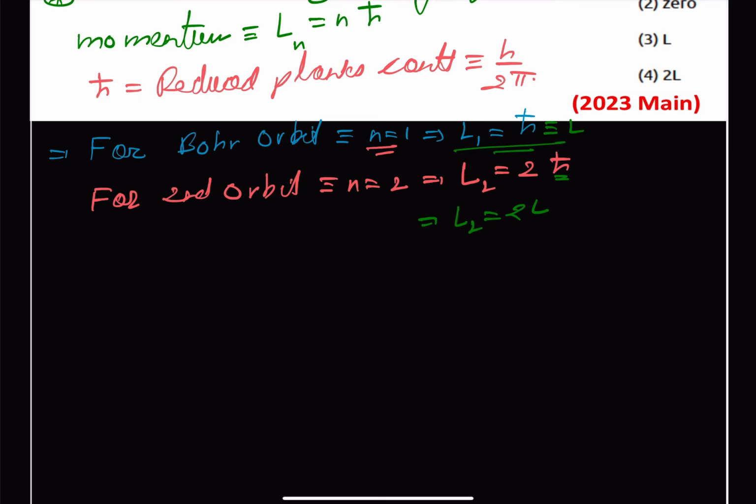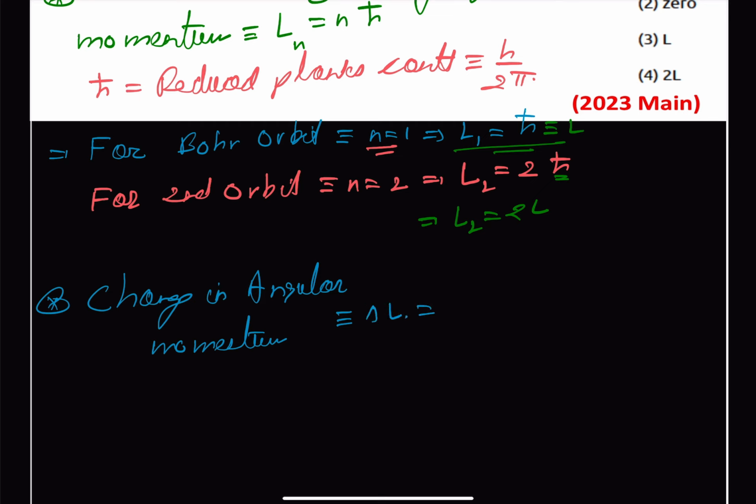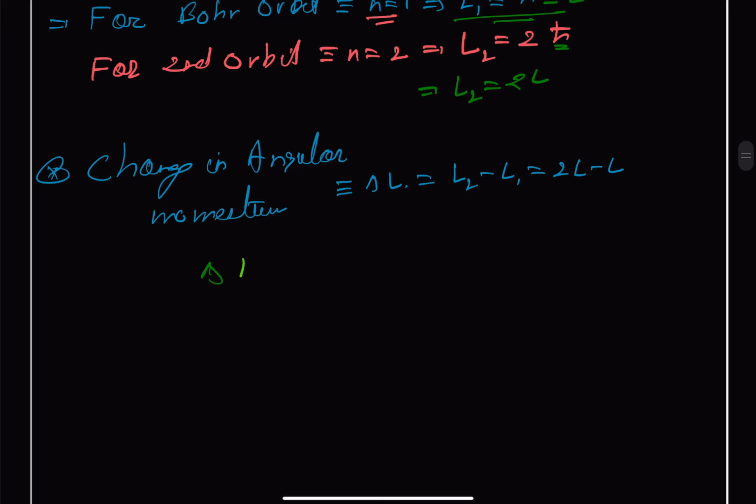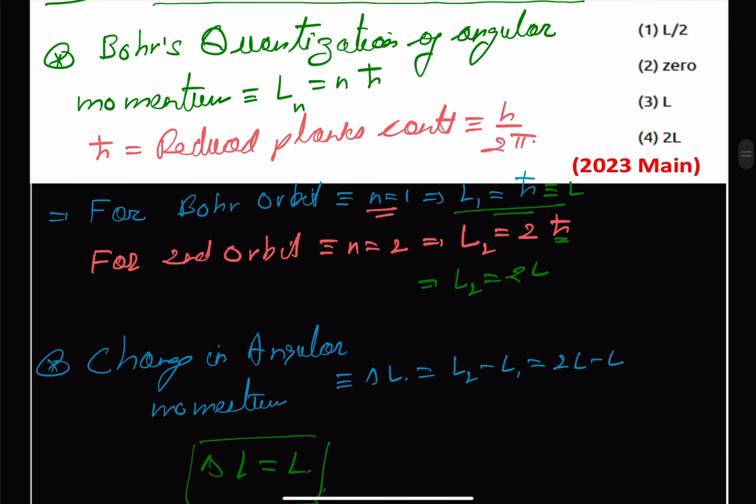We can easily find out the change in angular momentum. Let us call this delta L. So that will be equal to L2 minus L1. L2 is 2L, L1 is L. So from here we get delta L is equal to L. So option number 3 is correct.